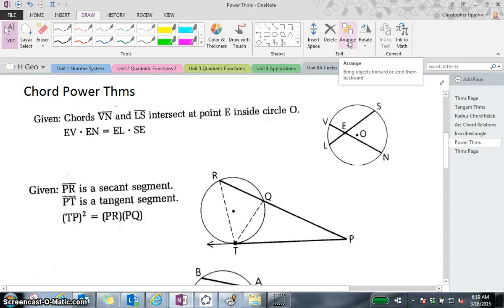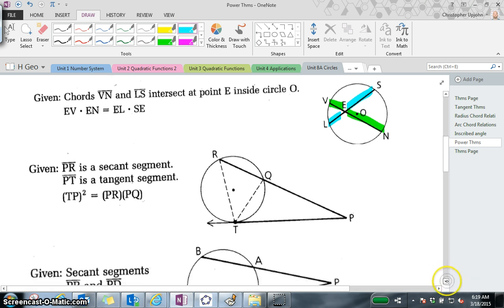All right, honor students, let's do our chord power theorems. So we have three of them. First one, it says chords VN and LS intersect at point E inside the circle. It's not at the center. Center is O. So what our theorem tells us is that this segment times this segment is going to be equal to this segment times this segment. So you just multiply the two parts together. Pretty straightforward, nothing too complicated there.